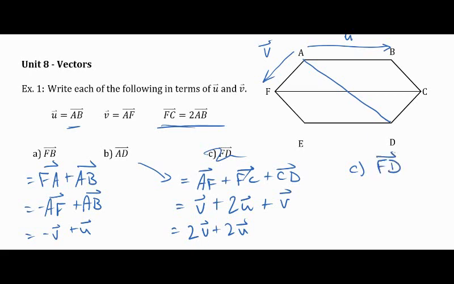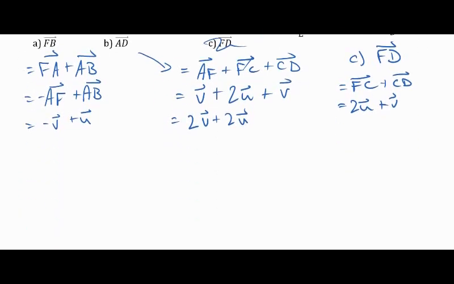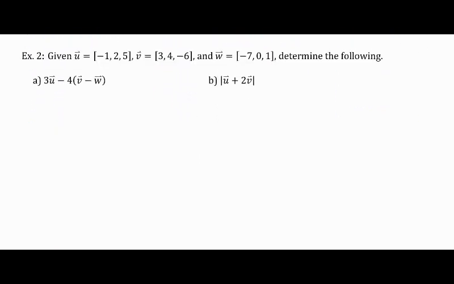This one's kind of similar, actually, I think, in some ways. Okay, so for FD, I want to just do F to C and then C to D. So F to C plus C to D. And FC again, we saw this already, is 2U. And CD is V. Very similar to the other one. Okay, hopefully that's pretty straightforward. Let's see some more stuff again.